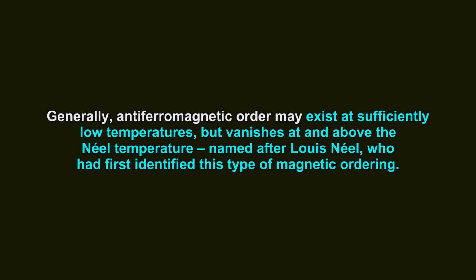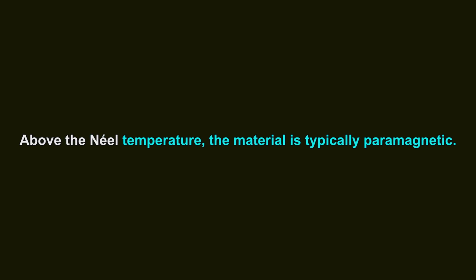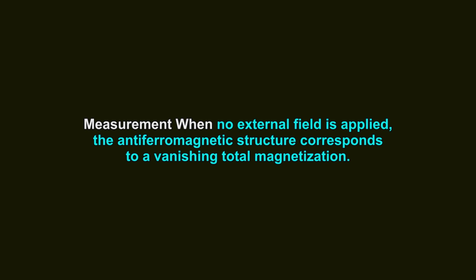Generally, antiferromagnetic order may exist at sufficiently low temperatures, but vanishes at and above the Néel temperature, named after Louis Néel, who had first identified this type of magnetic ordering. Above the Néel temperature, the material is typically paramagnetic. Measurement when no external field is applied: the antiferromagnetic structure corresponds to a vanishing total magnetization.